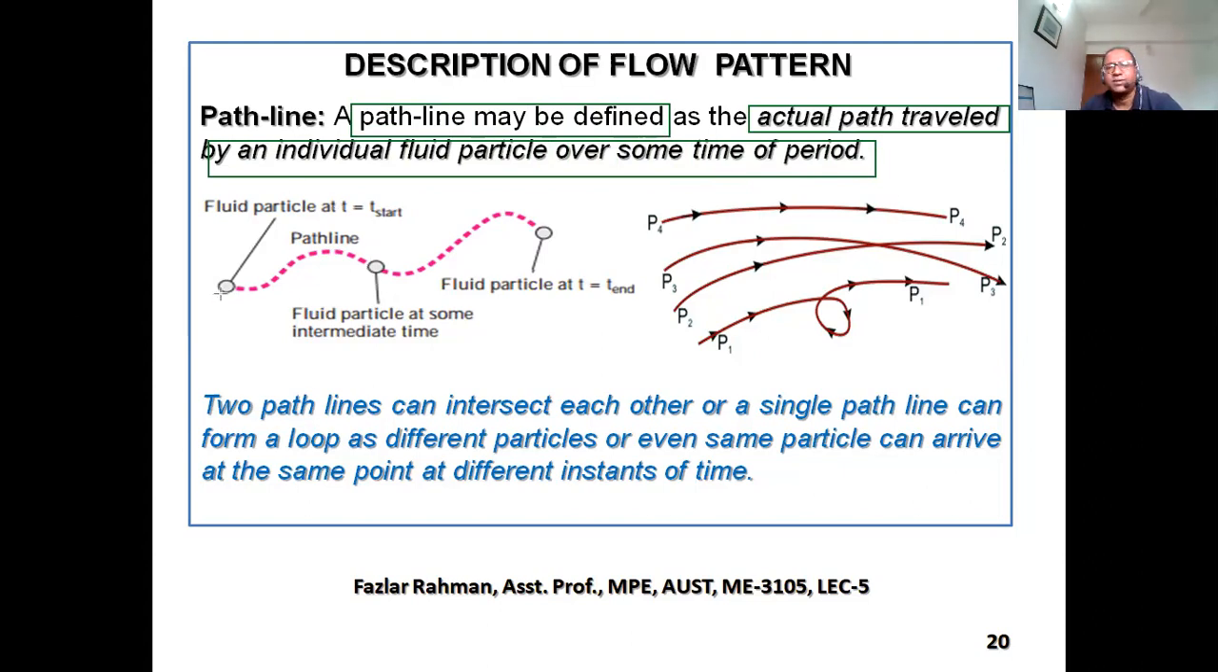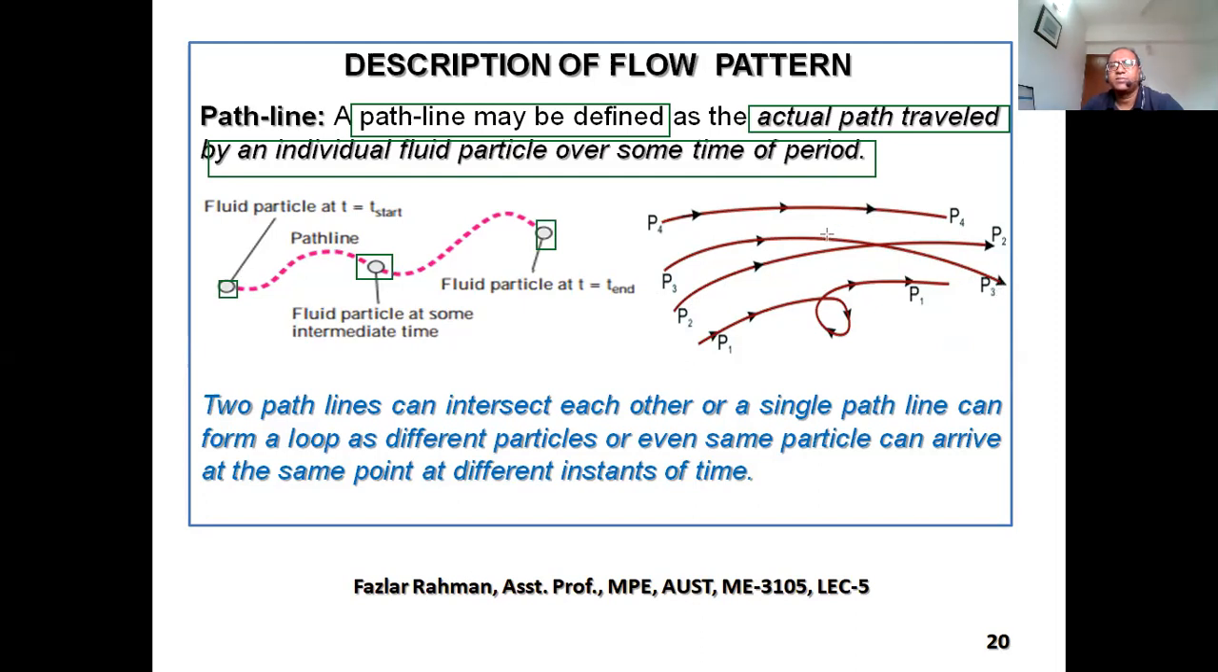At 1 second, the fluid particle is right over here. After 2 seconds, that means 1 plus delta t, it is coming along this path right over here, and at time t2 it is coming over here. So this will be a path line. And path lines can intersect each other. You see this fluid element passing along this line and this fluid element passing over this line.